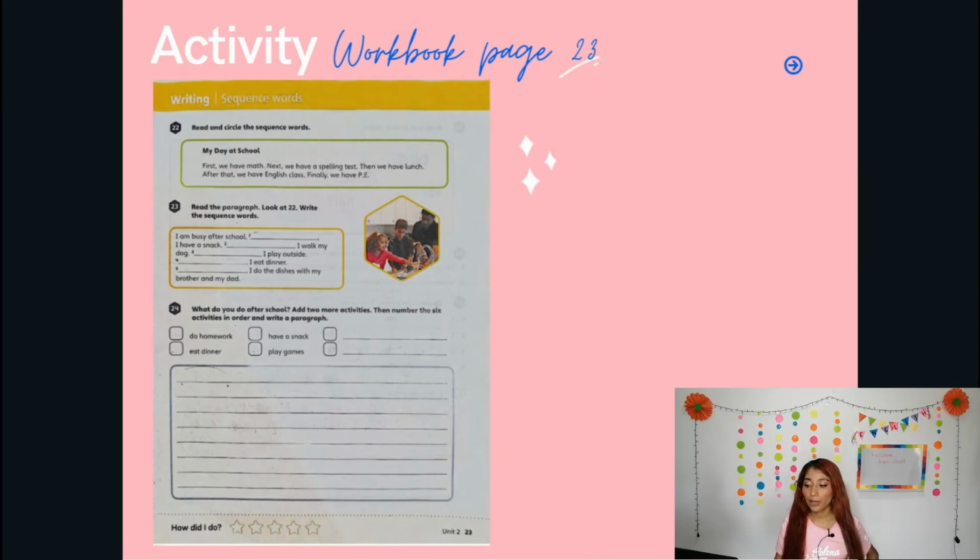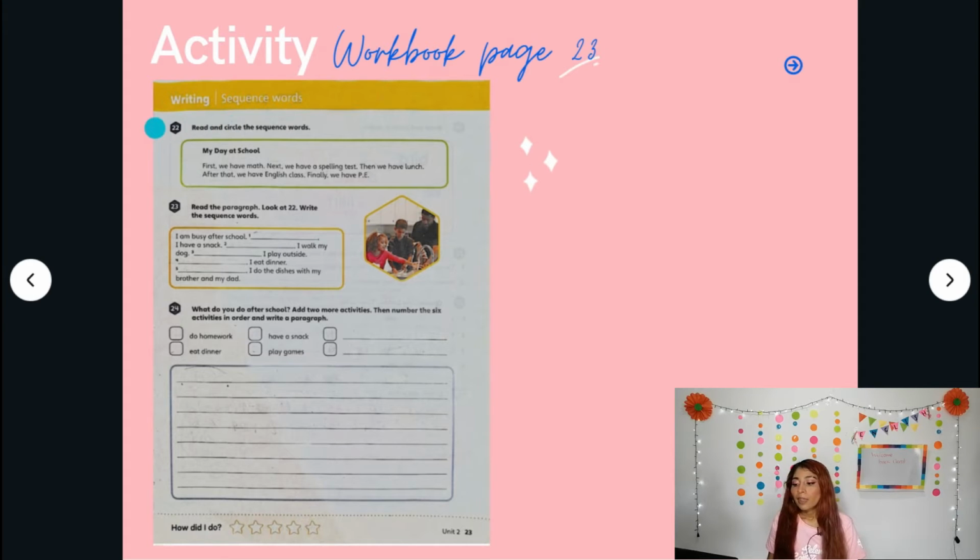We have activity workbook page 23, and we have three activities. It says writing sequence words. Exercise 22 says read and circle the sequence words. My day at school. First, we have math class. Next, we have a spelling test. Then we have lunch. After that, we have English class. Finally, we have PE. Remember, PE means physical education.